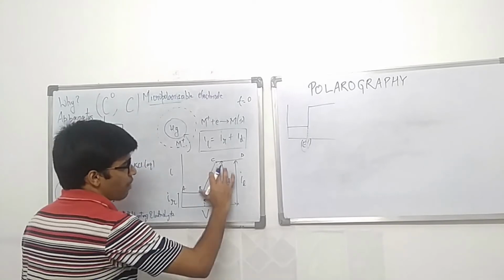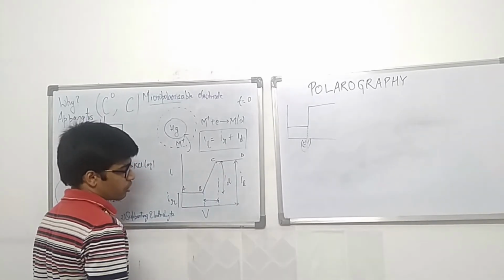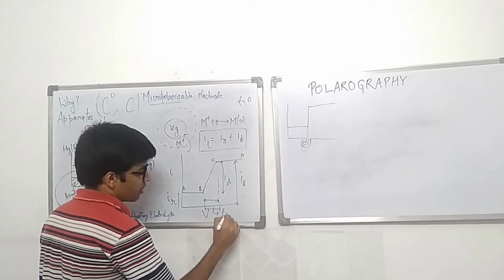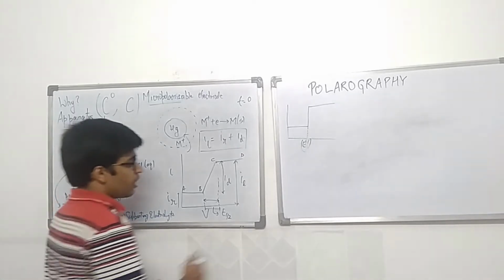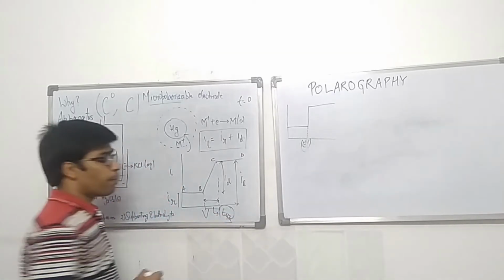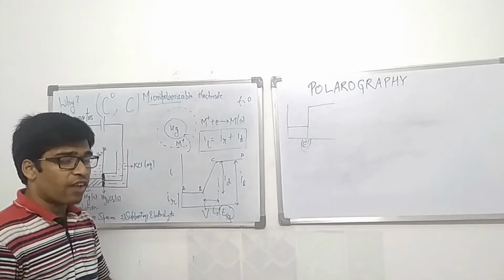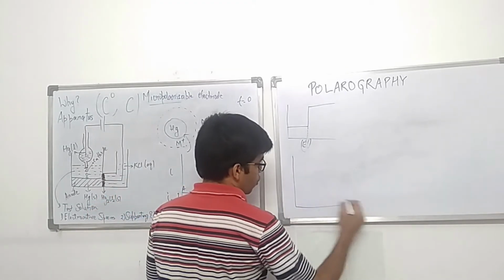But in case you have not a very steep line, but a range of potentials, what do you do? You take the half of this, which is known as E half or half wave potential also. Now you will get this E half, and then you will compare it with the data or the literature that you have. But in case you have more than one metal ion, your graph will look something like this.